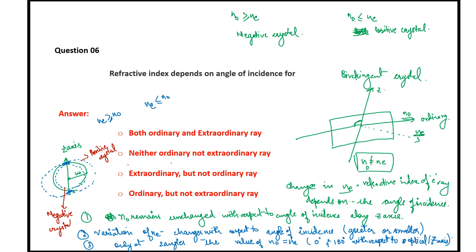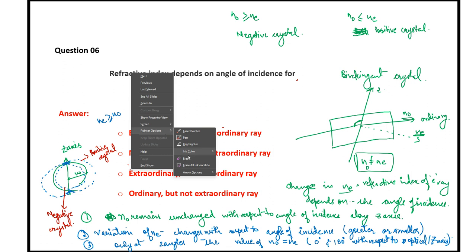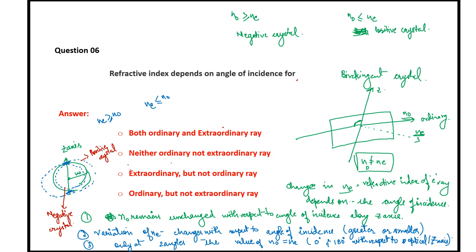negative crystal. What are the options they have given here? Refractive index depends on angle of incidence for ordinary ray, extraordinary ray, neither ordinary nor extraordinary. So, from this relation, we can say that first of all, for ordinary ray, NO is constant, giving this green colored circle. So, this is not the right answer. Neither ordinary nor extraordinary, this is also not the right answer. Extraordinary but not the ordinary ray, this is the right answer, because refractive index depends on angle of incidence only for this extraordinary ray.